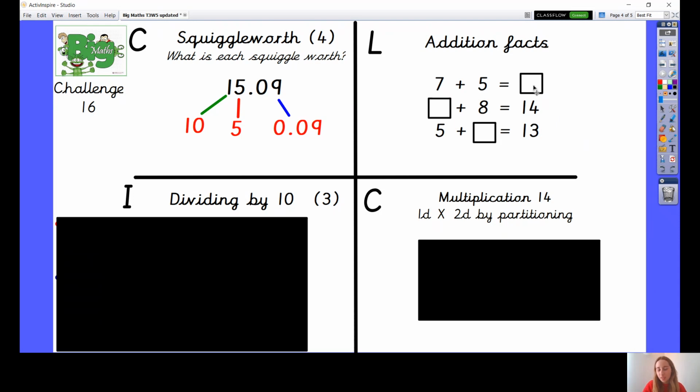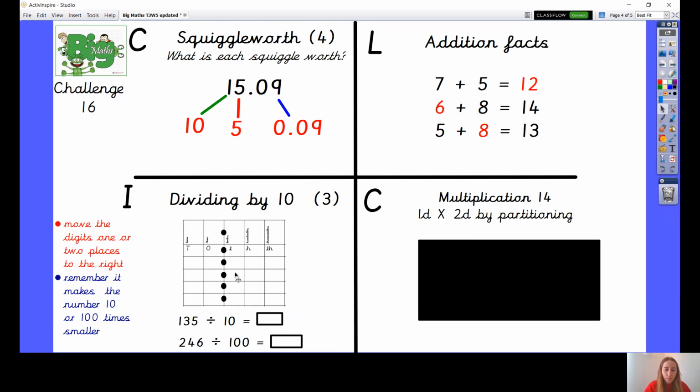Right, let's check those missing numbers. So 7 add 5 equals 12. The missing number in something add 8 equals 14 is 6. And 5 add 8 equals 13. Okay, keep practicing those addition facts at home to try and get them as speedy as you can.